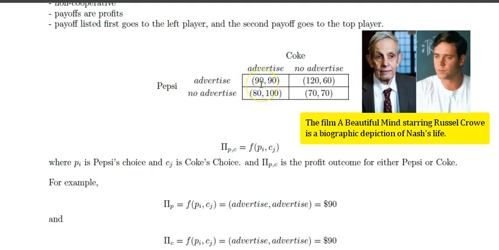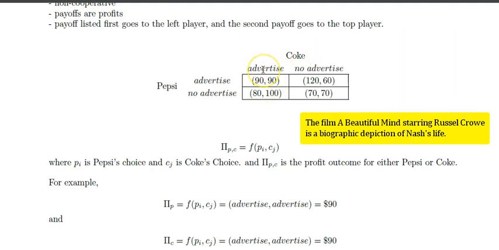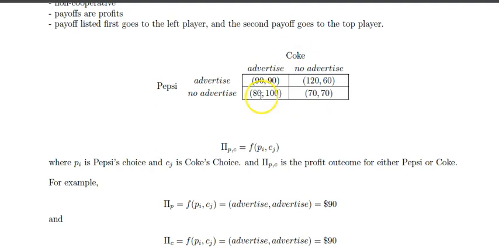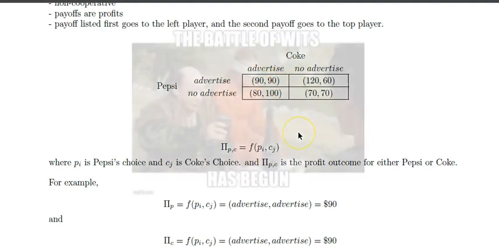Again, just think about the rationale here. If Coke chooses to advertise, Pepsi advertises and makes $90, or doesn't advertise and makes $80. $90 is better than $80, therefore, when Coke chooses to advertise, Pepsi would choose to advertise.